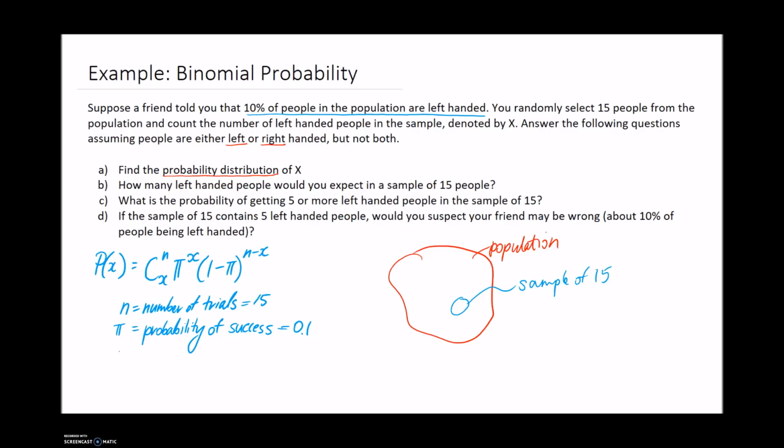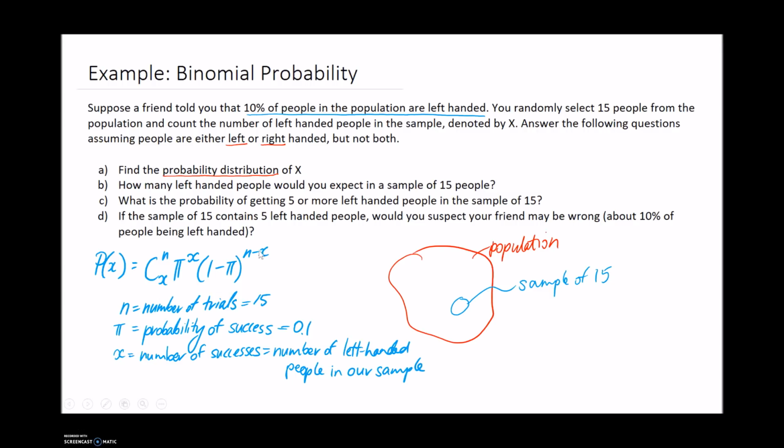The last thing we need is X, okay? And this is the number of successes. In our case, this is going to be basically the number of left-handed people in our sample. And that's the X's that we've just listed out on the Excel page.